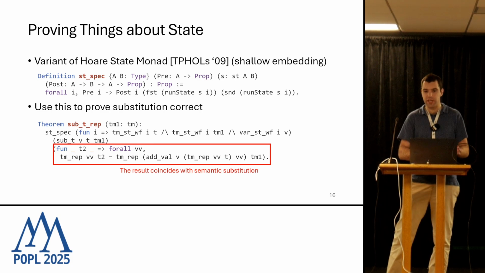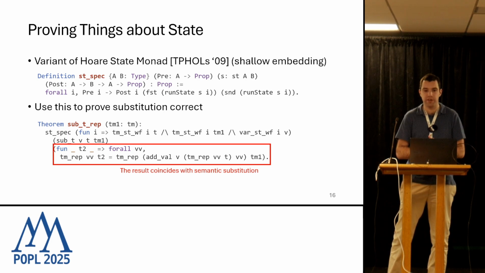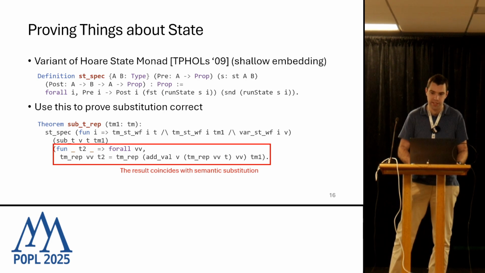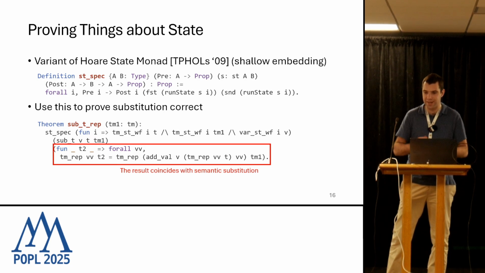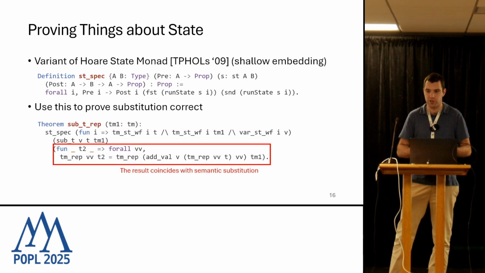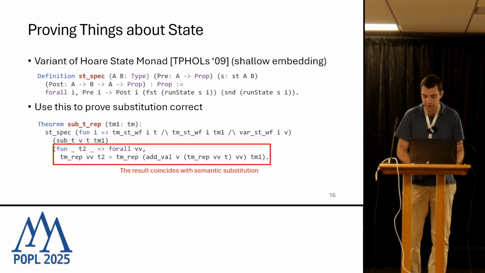And all of this reasoning is just basic Coq reasoning. We don't have any deeply embedded program logics or anything like this. The state Hoare monad is really just a nicer way to organize these kinds of proofs, but you're really just reasoning in the core logic of Coq.